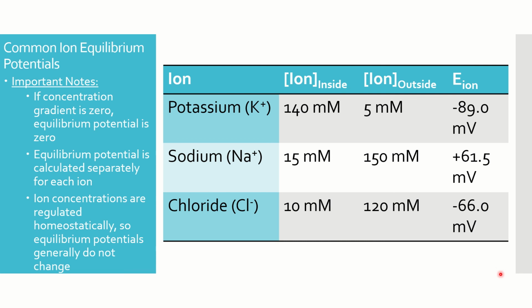So what these numbers mean is that at a certain point, which for potassium is negative 89 millivolts, we see no net movement. So at a certain voltage, at a certain difference in charge on one side of the membrane versus the other. So there needs to be a difference of 89 millivolts, with the inside of the cell more negative because it's a negative number, in order to reach equilibrium for potassium.